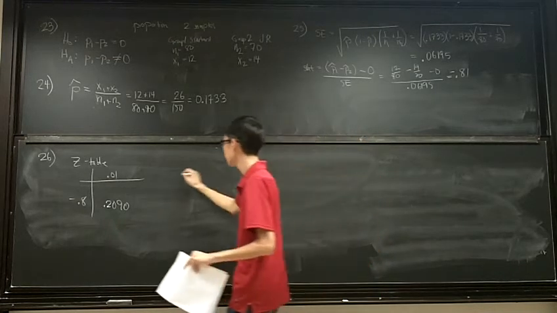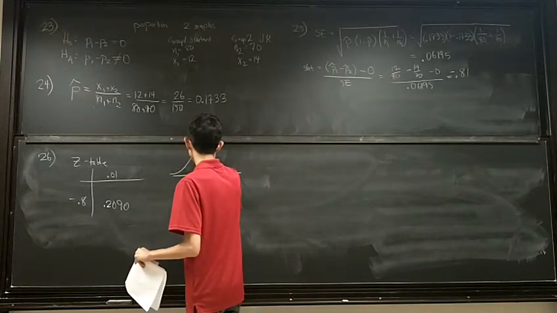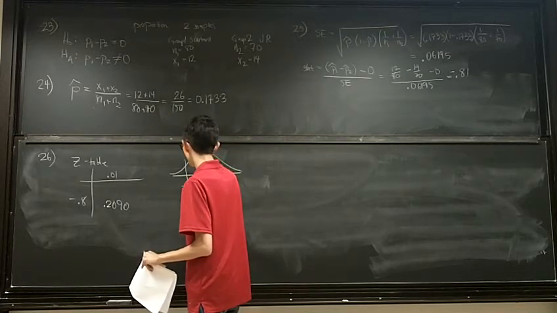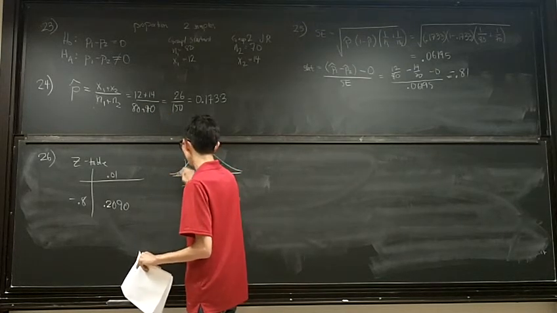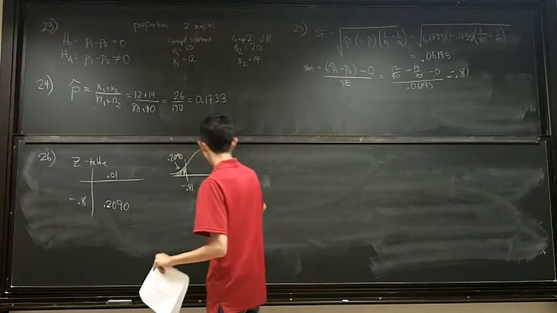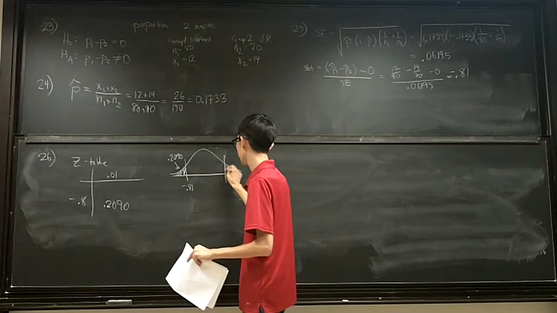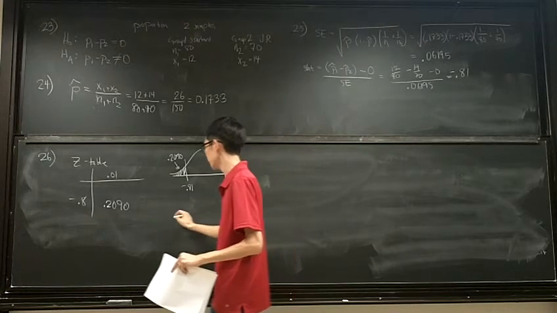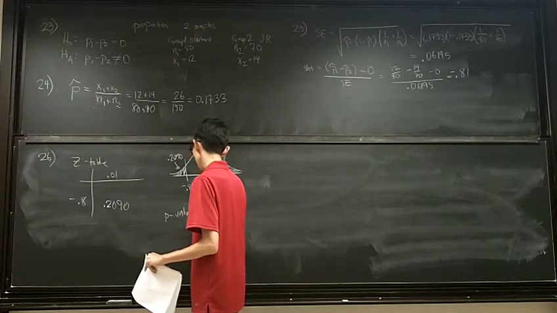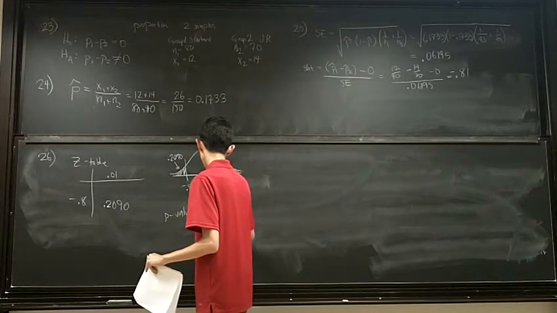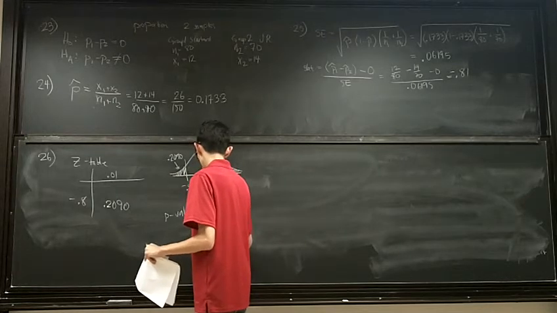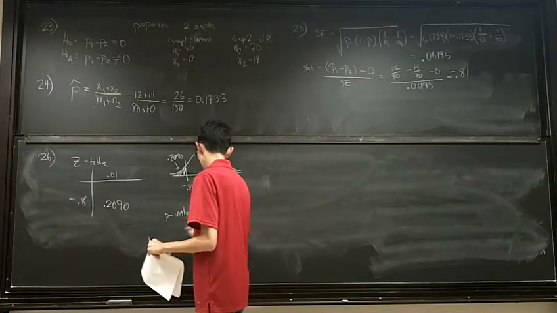I've got to double it, right? Because I've got a two-sided test, because of the not equal sign. I got negative 0.81, and I have 0.2090 over here. So it's a two-tailed test, so I've got to double that. So I double it, and my p-value is equal to 2 times 0.2090, and I get 0.4180. This is my p-value.